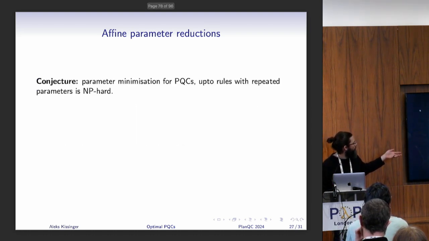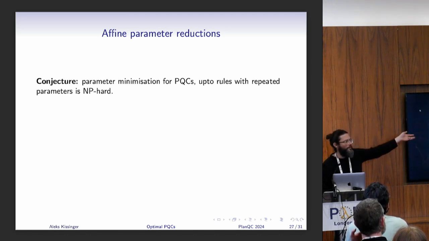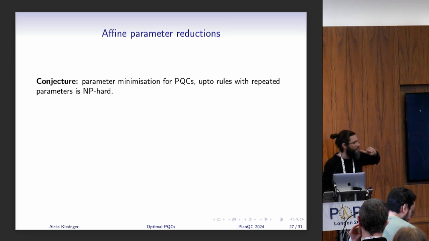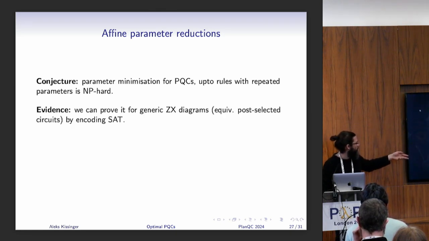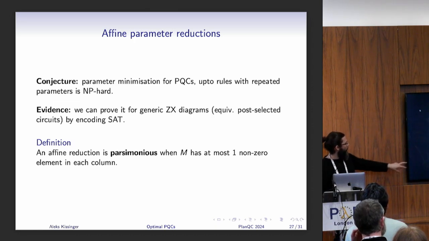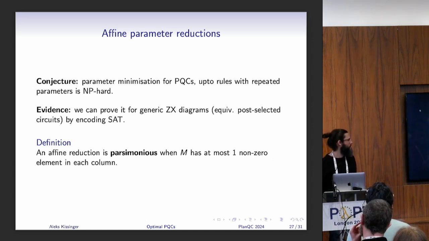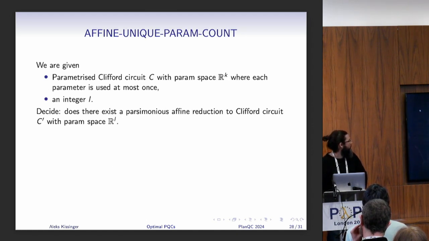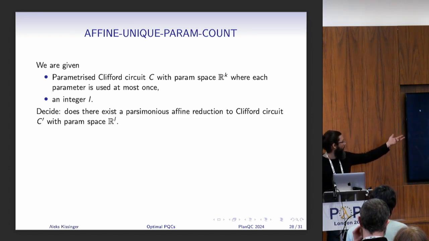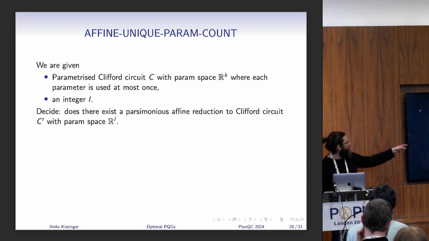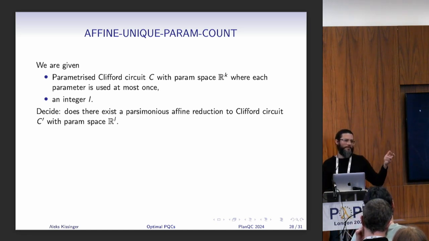So we can restrict this further, and we can say, okay, well, first of all, we think that's hard if we actually copy parameters. We have some evidence for that. We can say that an affine reduction is parsimonious if it doesn't make copies of parameters. So this is just saying what that affine function is that's not copying parameters. And now you can define the problem, affine unique param count. We're given a parameterized circuit on a parameter space and an integer L. Decide if there exists a reduction to something of size L. So this is the decision problem associated with parameter minimization. I say, is there something that has this many parameters?